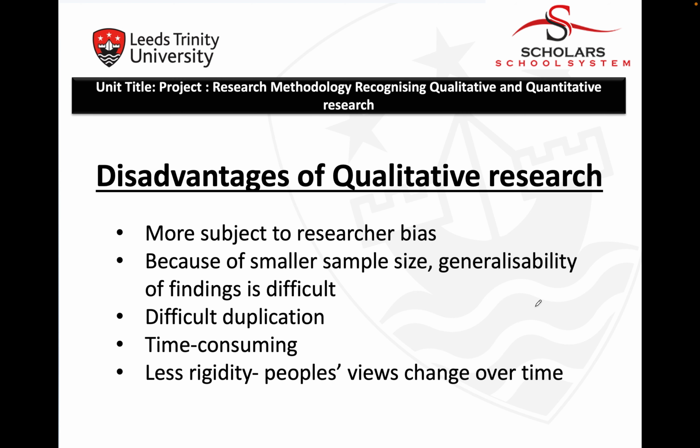What are the disadvantages, right? There are so many advantages as well, but as with anything else, there are disadvantages to it as well. It can be more subject to researcher bias. Now, what does researcher bias mean? The researcher can be asking questions of their interest, right? Whatever they want to know, they can design it their own way, and then they can ask the respondent, they can ask the population based on their preference. So it can be researcher bias.